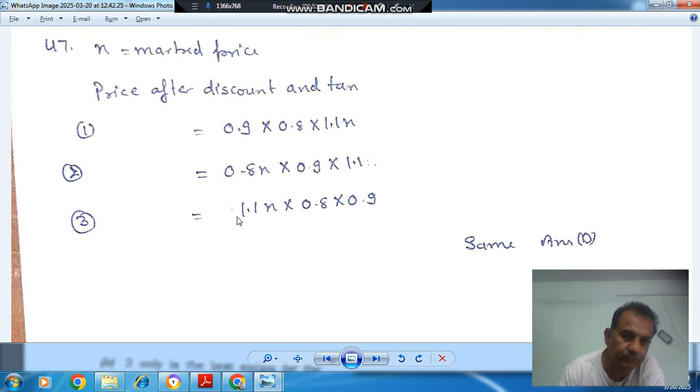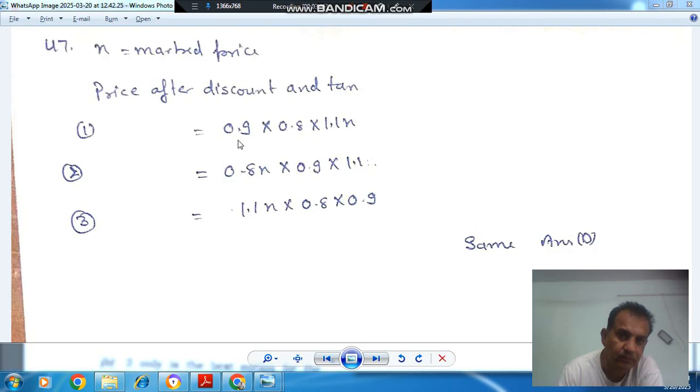Similarly, in third case, first tax is there, so the price after tax only will be 1.1x, and then there is 20% discount, so we multiply by 0.8, and after that there is successive 10% discount, so we multiply by 0.9. So this will be the price after tax and successive discount.